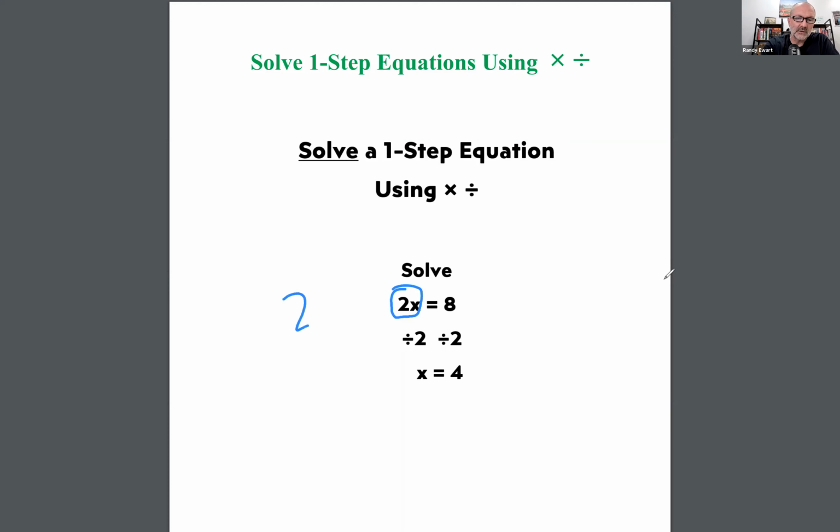2x means 2 times x. There's your multiplication. And then to solve it, we are going to divide. There's your multiplication and division. That's what we're going to focus on now. How do we solve using multiplication and division?